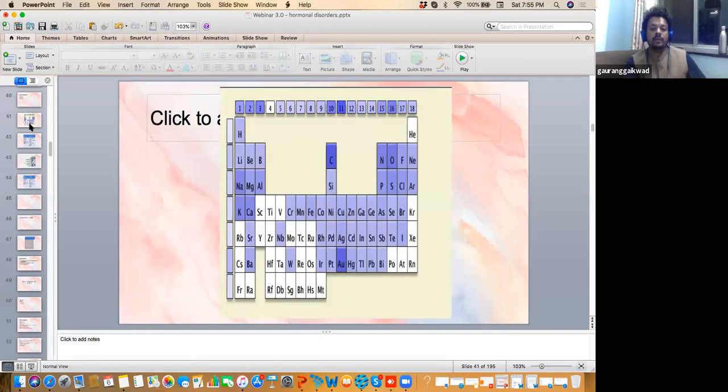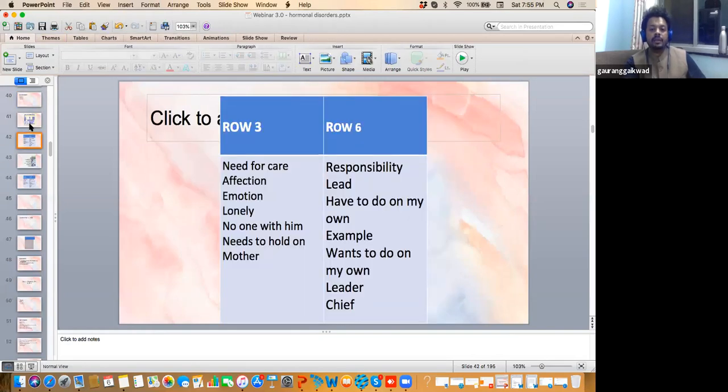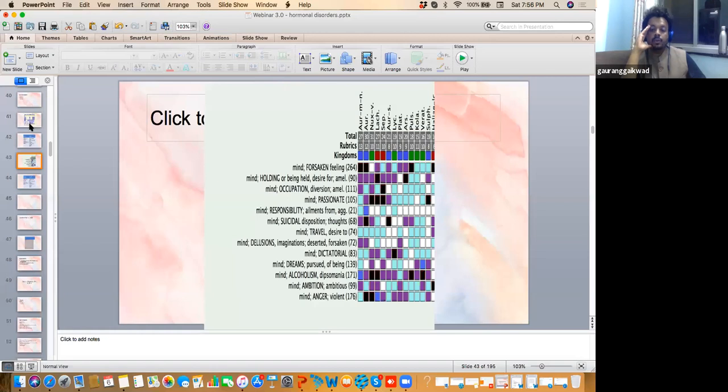For that, we'll have to understand the repertory. So then you can see this. I put everything in the repertory, and you can see this repertory sheet in front of you, and you can see this beautiful remedy coming up. Aurum muriaticum natronatum. And you can see the rubrics: forsaken feeling, holding desire, occupation, responsibility, suicidal position, deserted, dictatorial, dreams of being pursued, also alcoholic, very ambitious, anger, violent. And you can see beautifully the remedy coming up, aurum muriaticum natronatum.